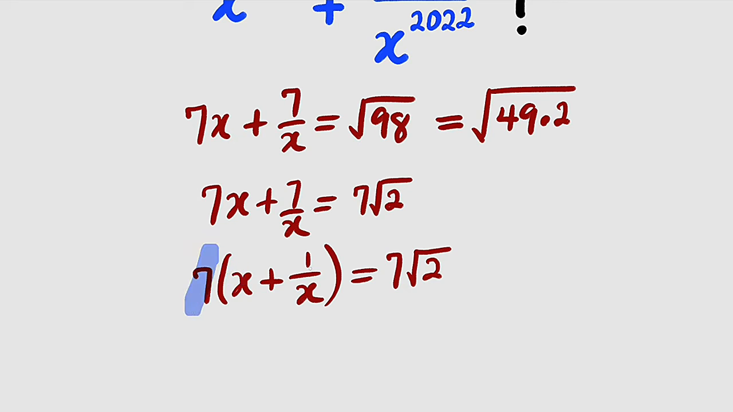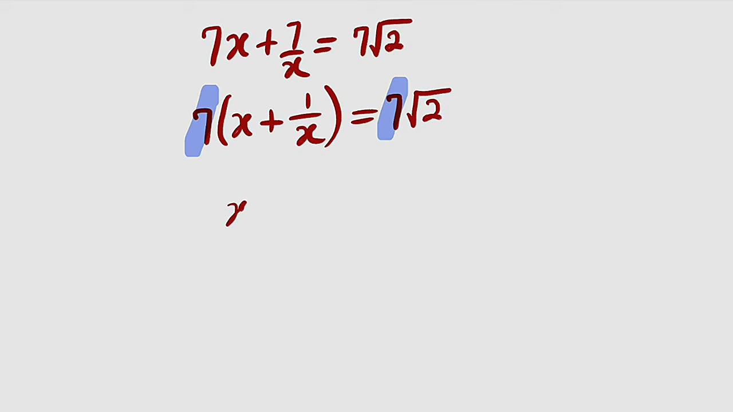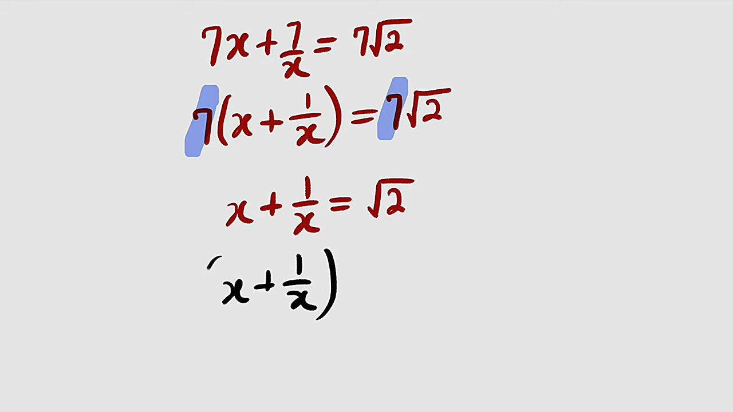From left to right, 7 will cancel if you divide both sides by 7. So what do we have? We have only x plus 1 divided by x equal to the square root of 2. I would like to square both sides. We have x plus 1 divided by x all squared. This is equal to the square root of 2 all squared.